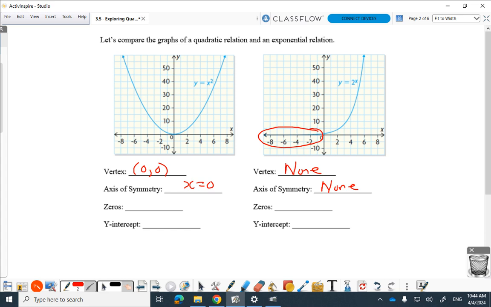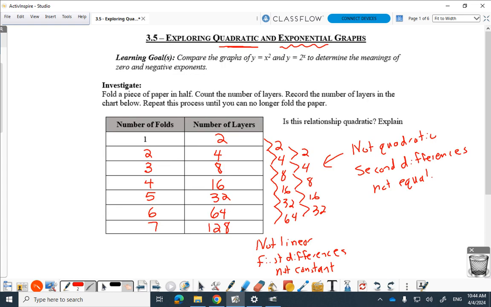Zeros, x equals 0. There's 1 zero of a quadratic. Exponential, none. You're like, wait, it's got to eventually hit 0, doesn't it? I'm like, no, let's go the other way here. This table that I built was multiplying by 2 every time. Let's go the other way. And let's divide by 2 and see how long it takes me to get to 0.